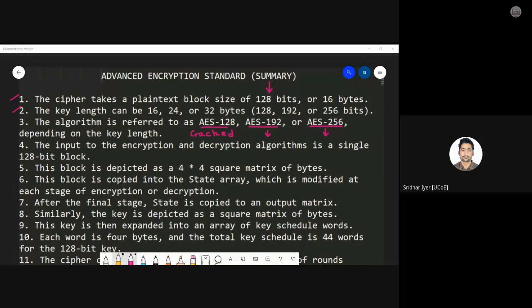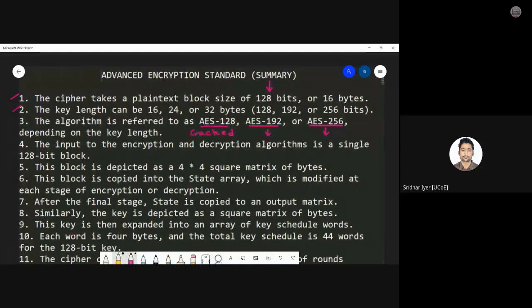Next is the input to the encryption and decryption algorithm is a single 128-bit block that we have discussed. Fine. Next is this block is depicted as a 4 by 4 square matrix of bytes. Again, we know what it is. Next up, this block is copied into the state array, which is modified at each stage of encryption or decryption that we have seen.